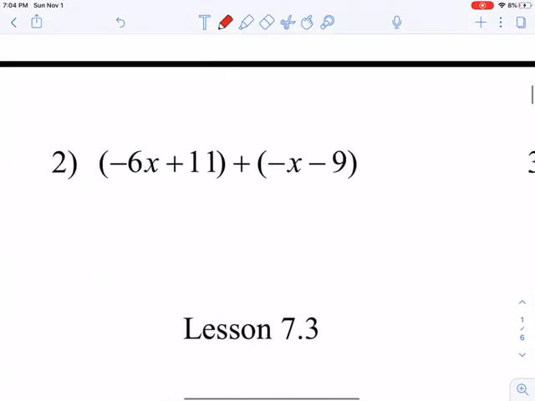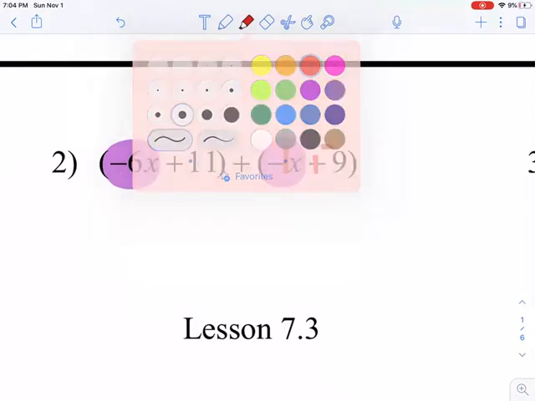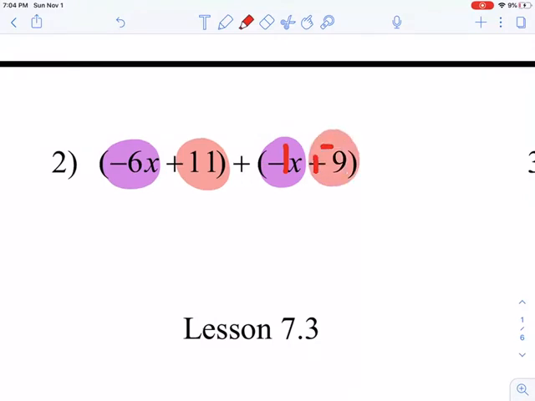Okay, look at number 2. We do have subtraction in this one, so we're going to change that to plus negative. We can always put a 1 in front of a variable that's by itself. So we can combine the negative 6 and the negative 1x, and we can combine the 11 and the negative 9. So negative 6 plus negative 1 is negative 7x's, and then 11 plus negative 9 is 2.